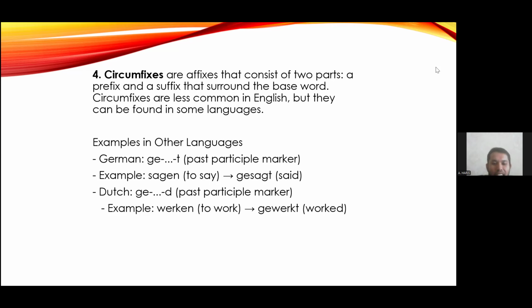Okay, and the next example in Dutch. In English, we say past participle marker. Example in Dutch, the word for to walk. And then gewandeld. In English, walked. Yeah, like simple present and simple past.